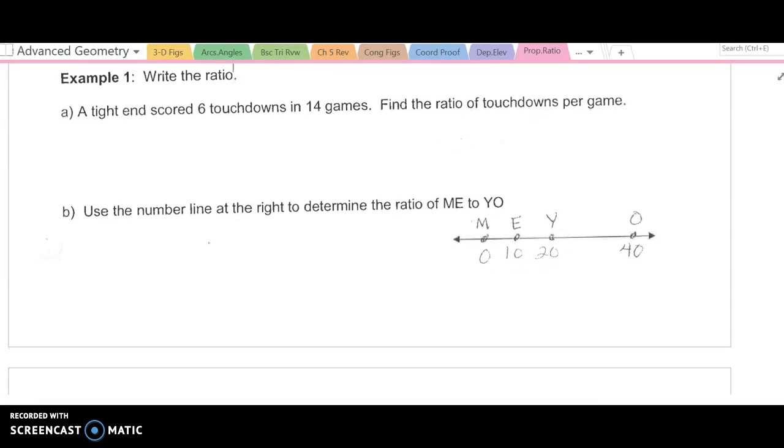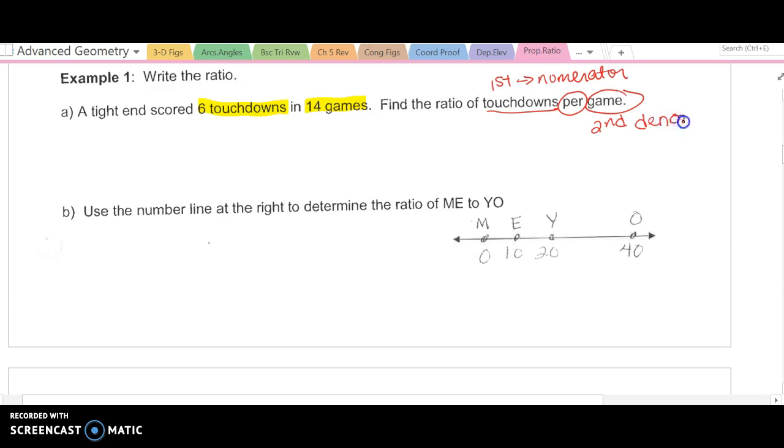Let's practice writing the ratio of touchdowns per game for a tight end. So how this works, in case you've forgotten, whatever comes first in the ratio goes in the numerator, and whatever comes second goes in the denominator. So you read these from left to right, first numerator, second denominator.